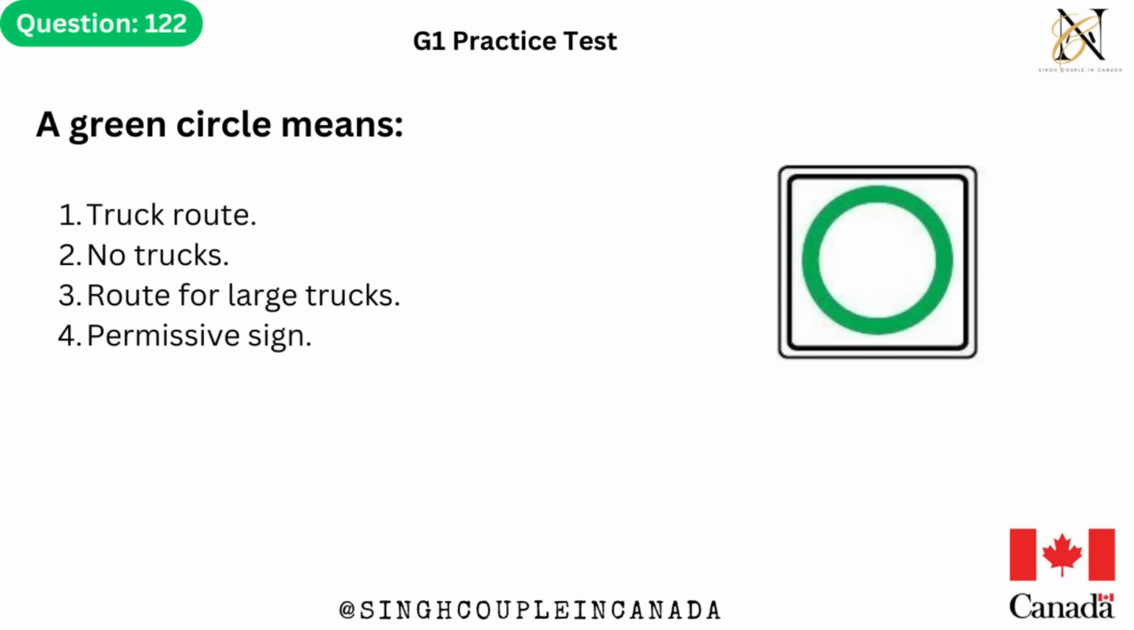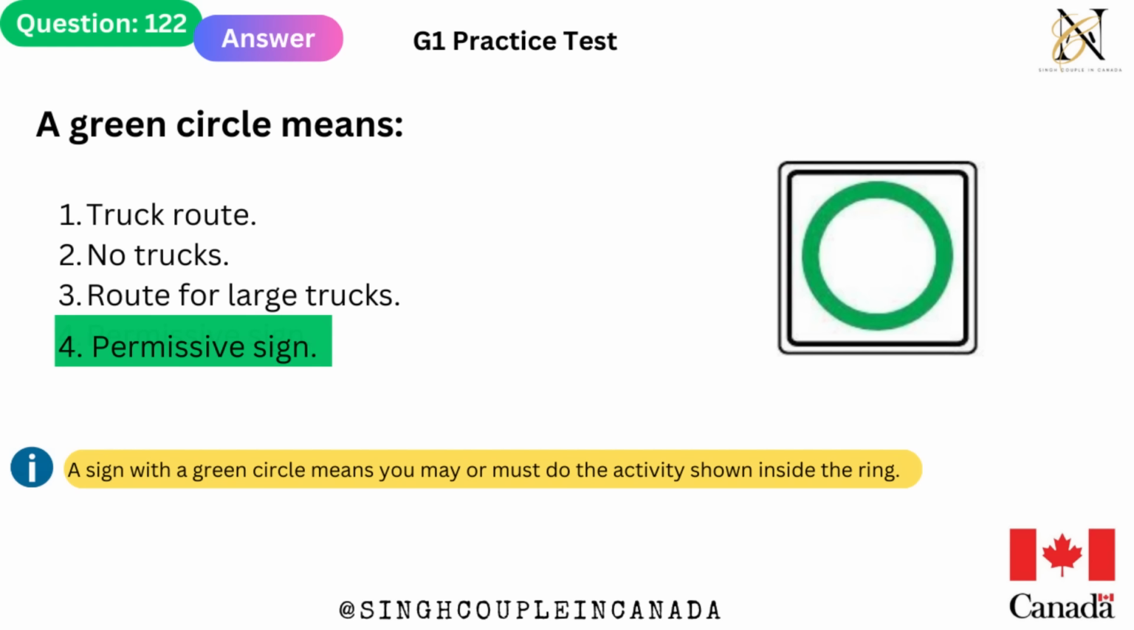A green circle means 1. Truck route. 2. No trucks. 3. Route for large trucks. 4. Permissive sign. The answer is 4. Permissive sign. A sign with a green circle means you may or must do the activities shown inside the ring.